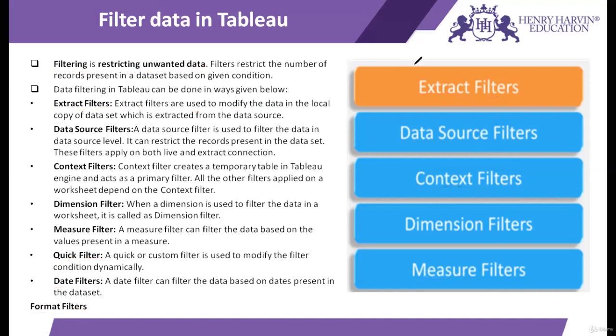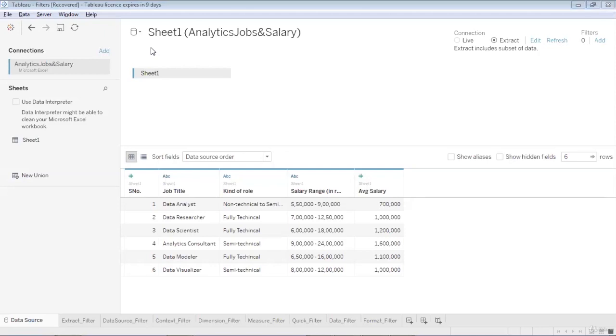Let's move to our Tableau workbook to discuss each of these filters in detail. First of all, we'll discuss the extract filter. Coming over here, this is our Tableau workbook, and this is my data source, analytics jobs and salary. From this data source, I have these data points: the serial number, job title, kind of role, salary and average salary. This data basically tells us about the various kinds of job roles available in the analytics industry in India, what the salary ranges are in each, and what the average salary offered in each is.